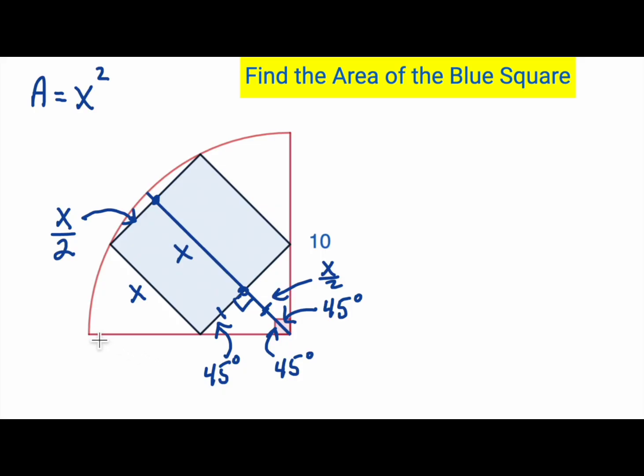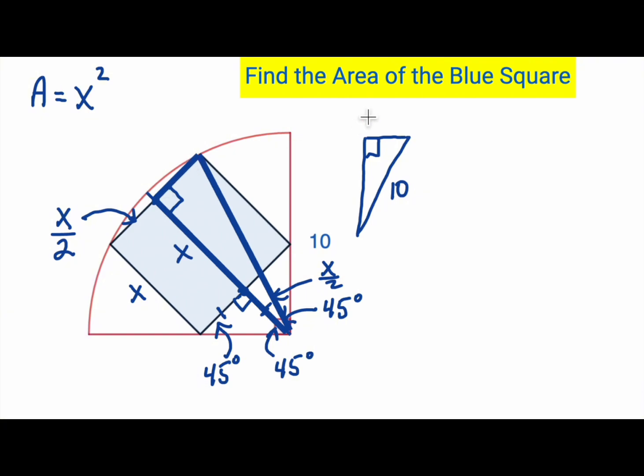Now what I'm going to do is draw a couple other segments in there, and I'm going to make a right triangle. All right, so now I have this right triangle. On that right triangle, my hypotenuse is going to be 10, the same as the radius of the circle. That's the hypotenuse. This length here is going to be x divided by 2. And this side over here is going to be x plus this length here, which is x divided by 2.